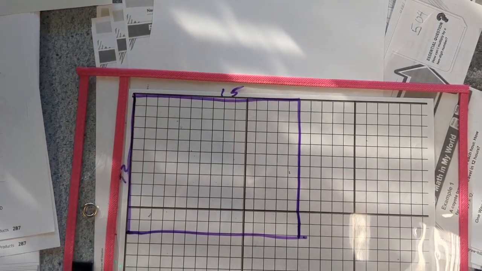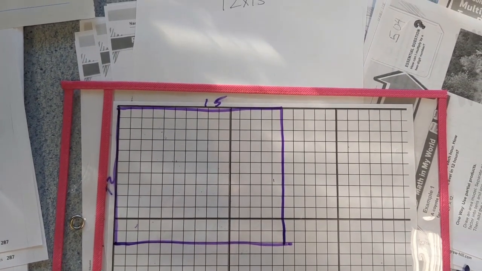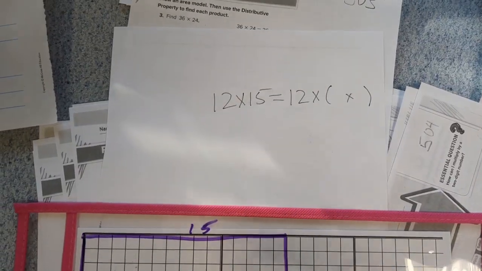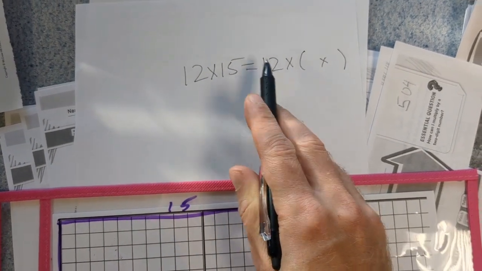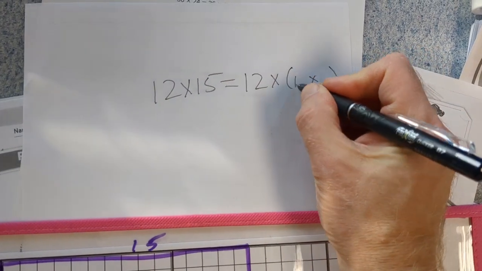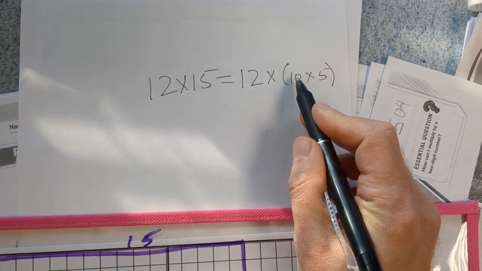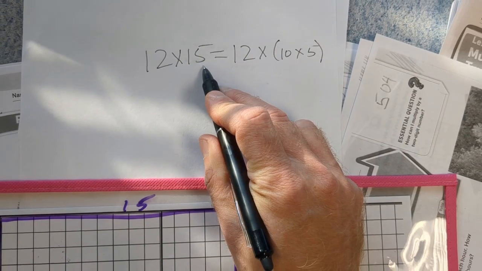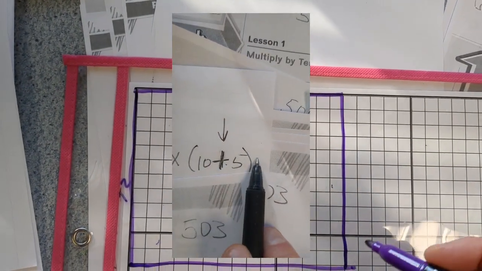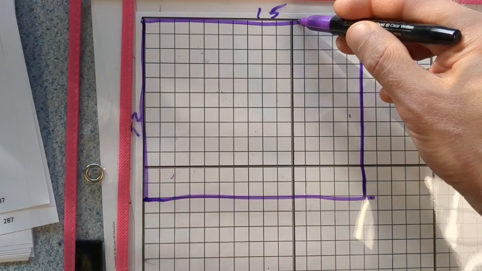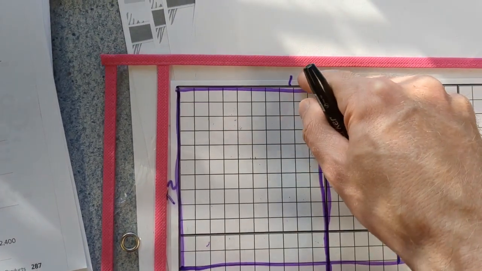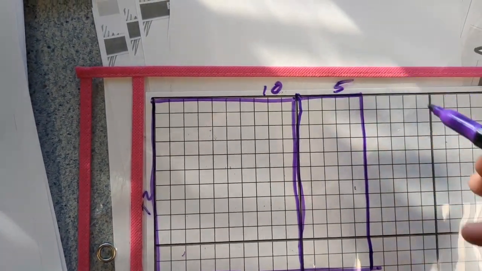The distributive property, to decompose a number in an area model, looks like this. I'm going to leave the 12 in this instance, and I'm going to break the 15 down into two easier numbers to multiply. I've chosen 10 and 5 because 10 plus 5 equals 15. I can break this problem down. Now I can draw this out on the mat. This is 10 and this is 5.